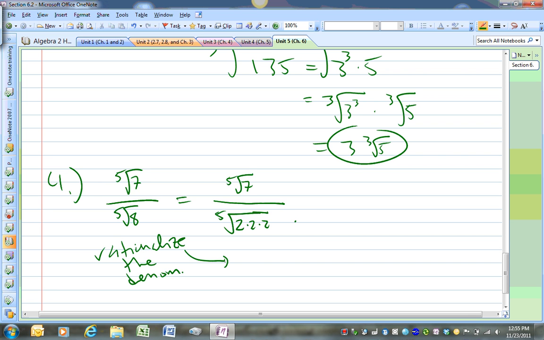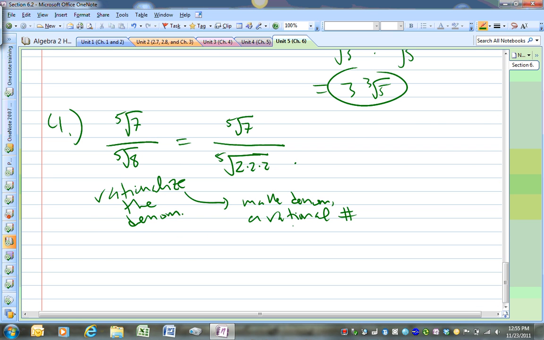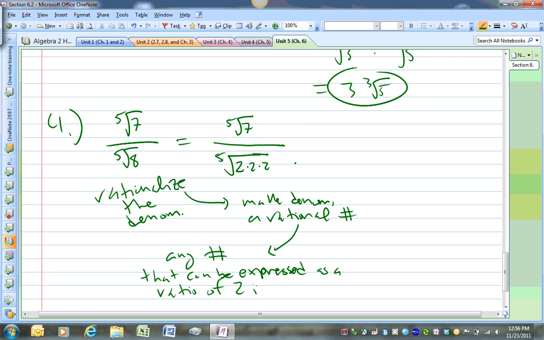And remember, rationalize the denominator means make the denominator a rational number. And also remember that rational numbers are any numbers that can be expressed as a ratio of two integers. If you actually were to work out the fifth root of 8, that'd be a really weird number. And 8's not a perfect fifth power, so you're not going to have a rational number there. So we want to make it rational.